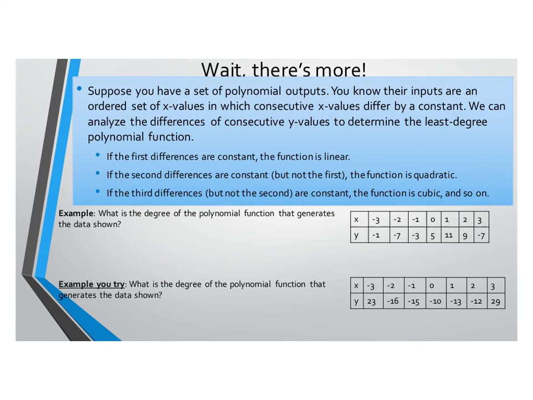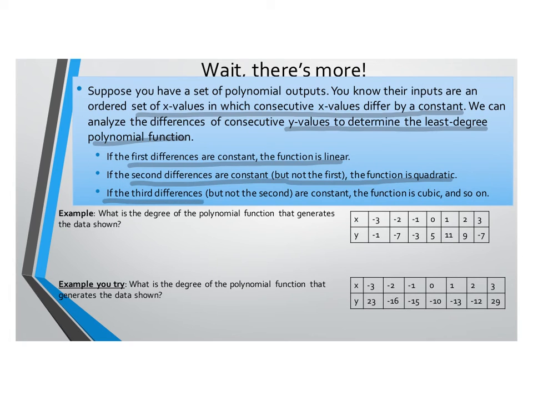So suppose we have a set of polynomial outputs. Their inputs are an ordered set of x values, where consecutive x values differ by a constant. We can analyze the differences of consecutive y values to determine the least degree of the polynomial function. If the first differences are constant, the function is linear. If the second differences are constant but not the first, the function is quadratic. And if the third differences but not the second are constant, the function is cubic, and so on.